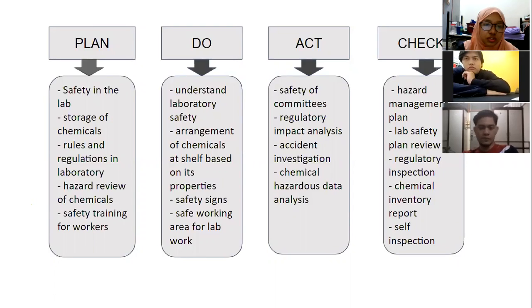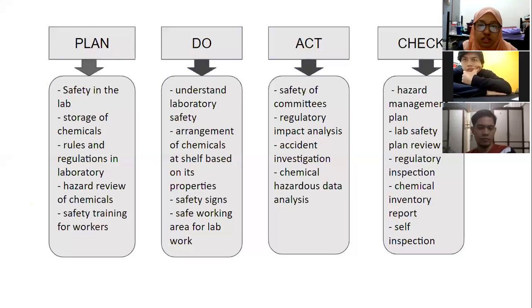And then the do, understand the laboratory safety, and the arrangement of chemicals at the shelf based on their properties, where the chemicals need to be arranged in order of their hazardous and their physical properties. And then the safety signs in the lab area, and the safe working area for lab workers. For act is the safety of the communities, the regulatory impact analysis, and the accident investigation if there is an accident that might occur in the lab, and the chemical hazardous data analysis.